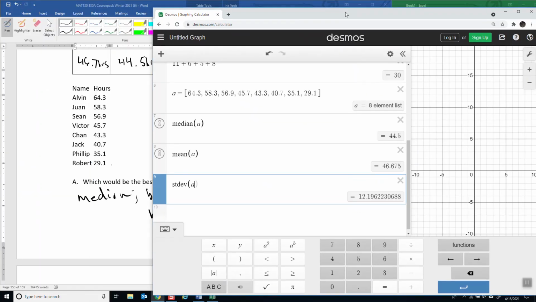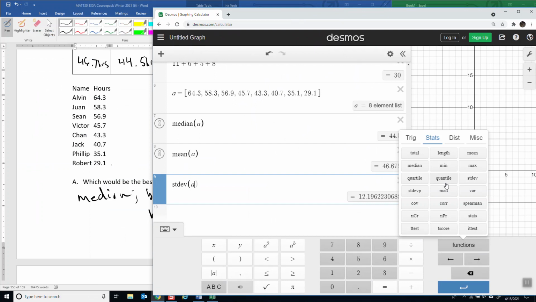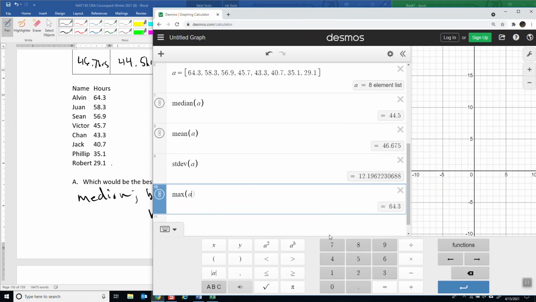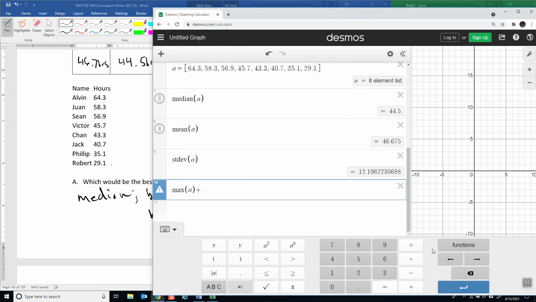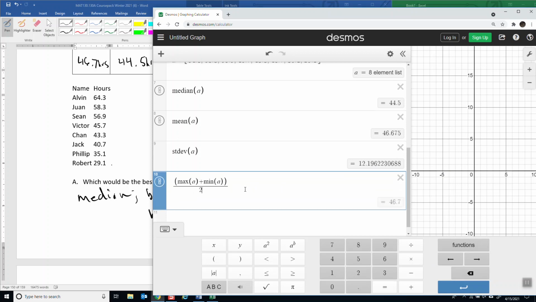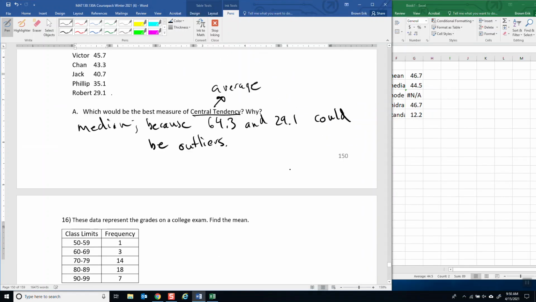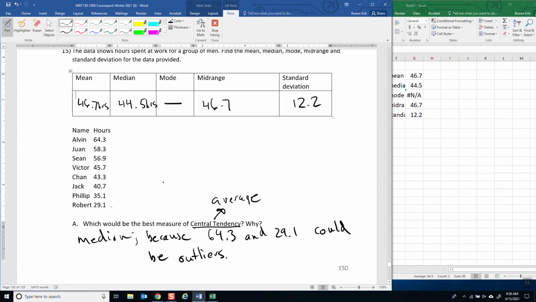And then to do the mid-range, does this give us a maximum? Yes. So we're going to do the maximum of A plus the minimum of A, just like we did in Excel, and then parentheses divided by 2, and there is our value. So that would be how you would use Desmos to find these different values on the exam. Let's hope I don't give you a huge data set.